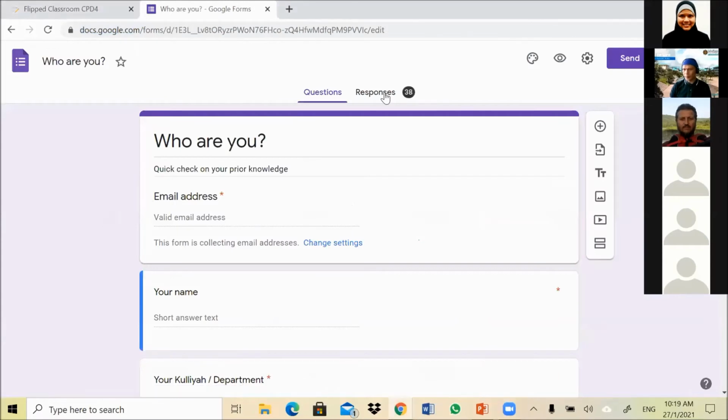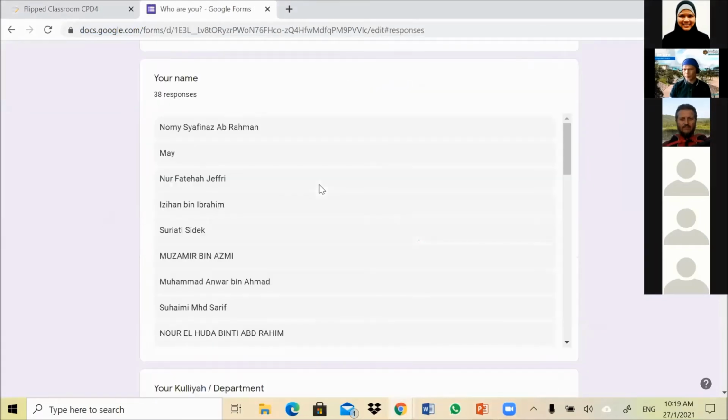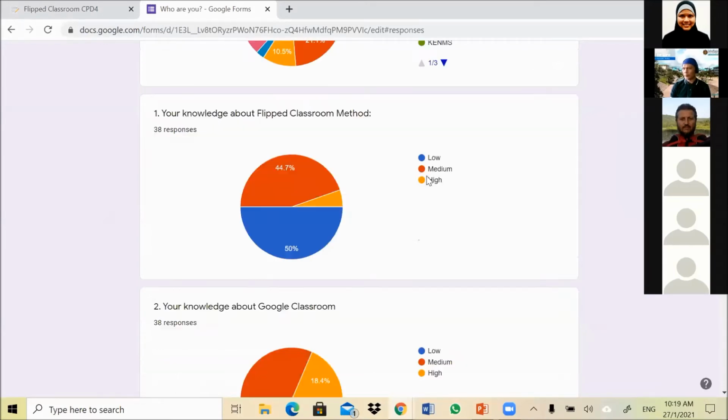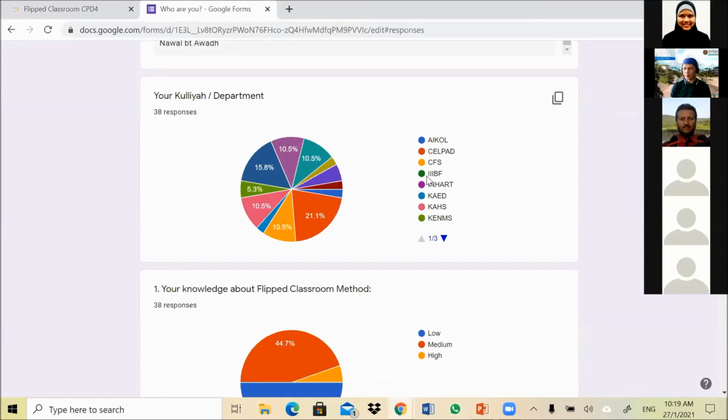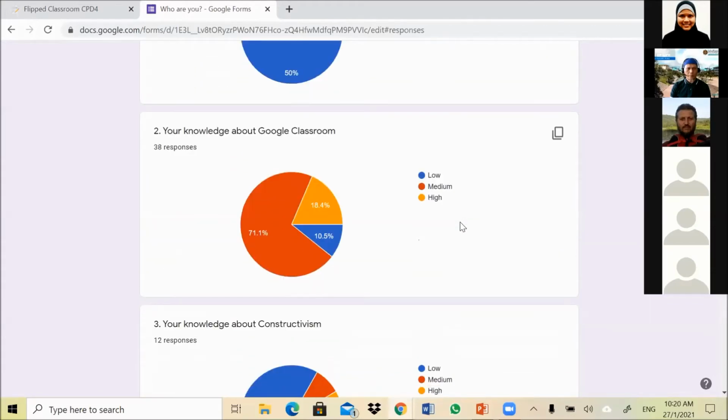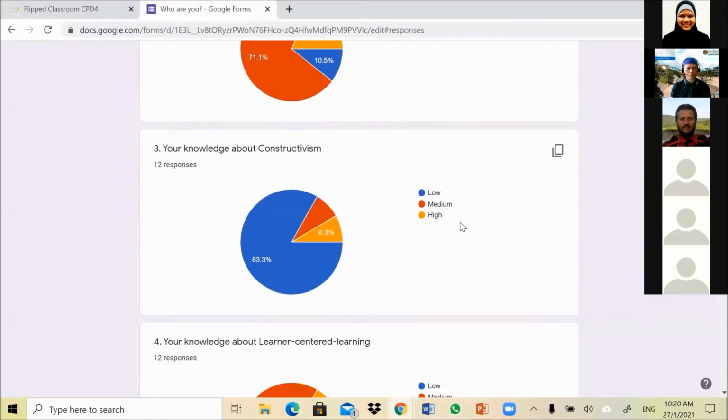Okay, so let's have a look at those responses and see what we found. This was your careers and departments, nice range of different specializations. 50% have a low knowledge, which is why you're here, and the other 47% medium. So that makes sense. Google Classroom, most of you know that, or have a reasonable amount of knowledge on that. So that's what I thought.